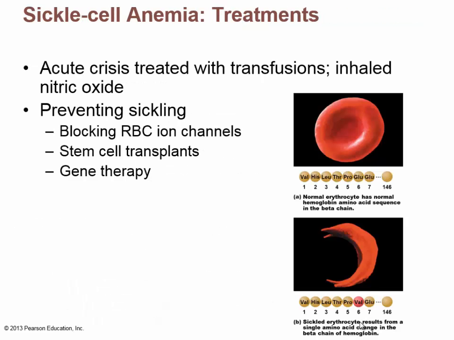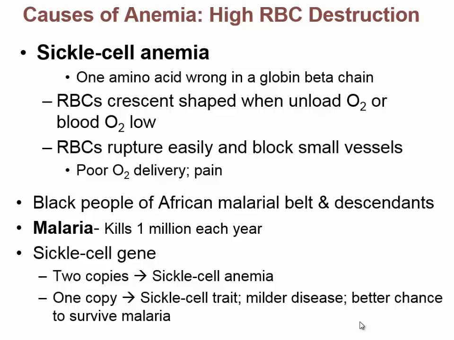Now, the problem with having these little crescent-shaped red blood cells is, one, they can break apart and rupture easily. They can also block small blood vessels. Why is that bad? Yeah, blood can't get through. You're not going to get oxygen to different parts of the body. So you've got poor oxygen delivery and now pain.